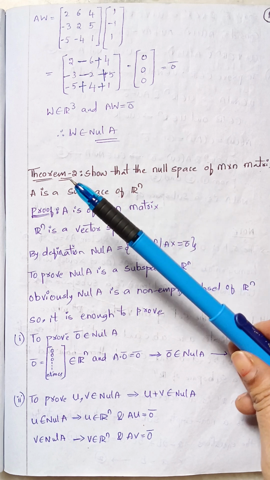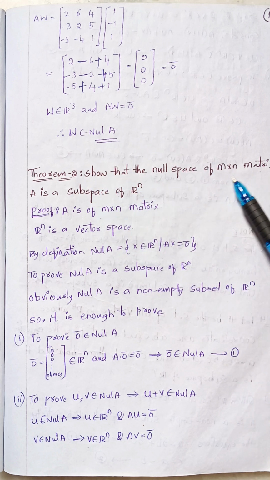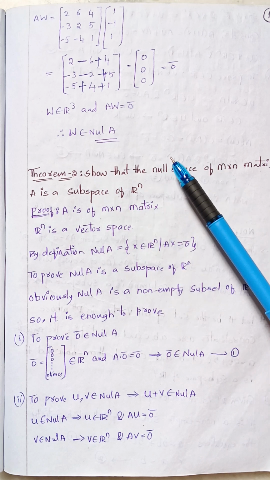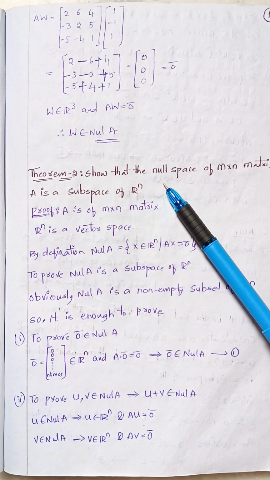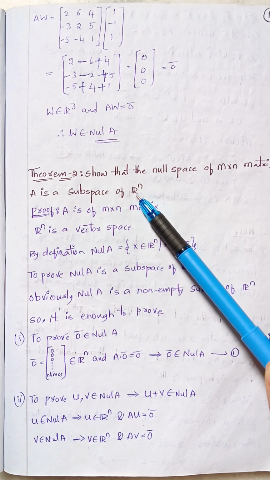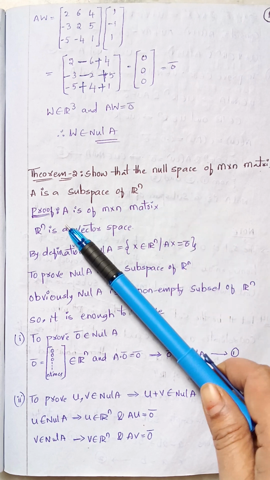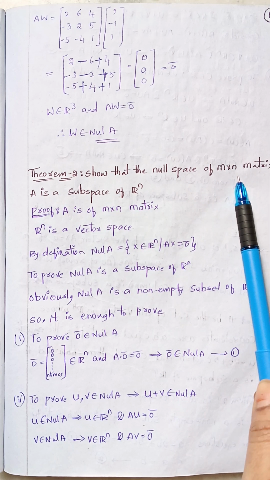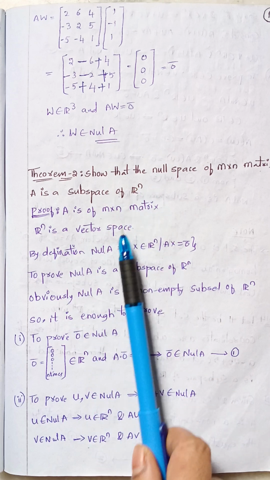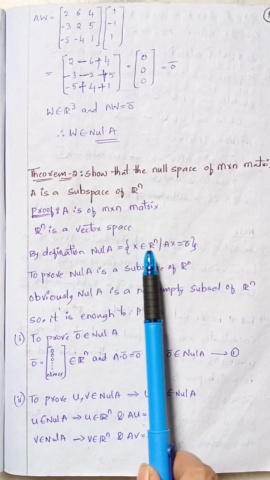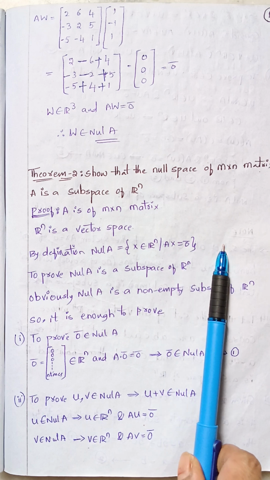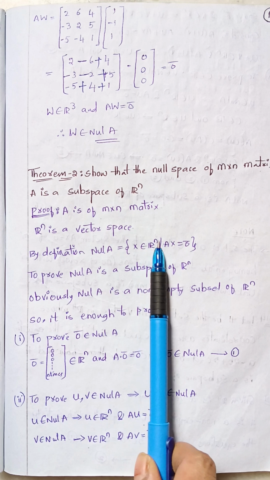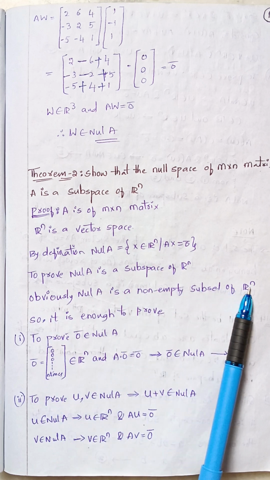Now, here is one theorem. Show that the null space of an M cross N matrix A is a subspace of R power n. We have already discussed that the null space is obviously a subspace of R power number of columns. Let us see. A is an M cross N matrix, with M rows and N columns, and R power n is a vector space. By definition of null A, we can write X is in R power n and Ax equal to 0 bar. Then to prove null A is a subspace of R power n, obviously these elements belong to R power n, so it is a non-empty subset of R power n.